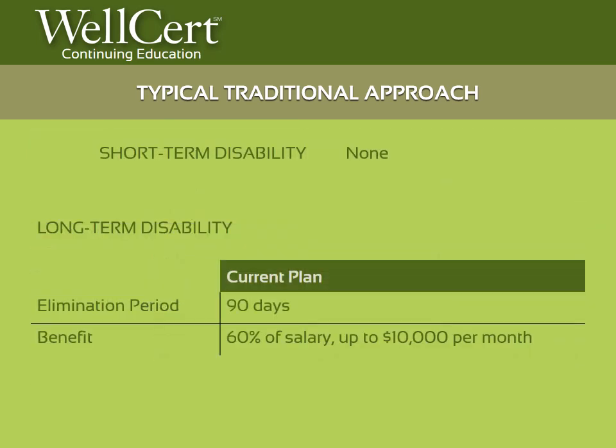The typical traditional pattern is for the employer not to provide short-term disability. It's a more rare benefit. It's unfortunately rare. The long-term disability is oftentimes what's provided, and it oftentimes has an elimination period where the individual has to be out of work and not receiving pay for 90 days before the disability program or coverage cuts in. The benefit is often 60% of salary up to $10,000 per month.